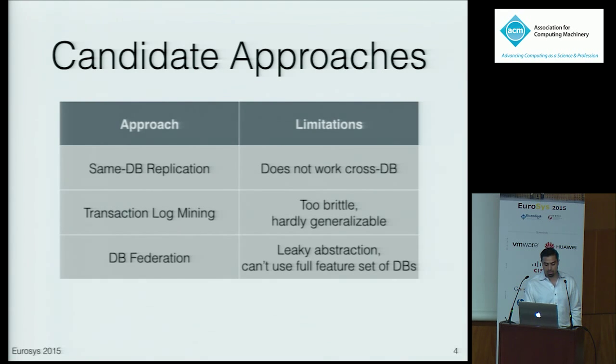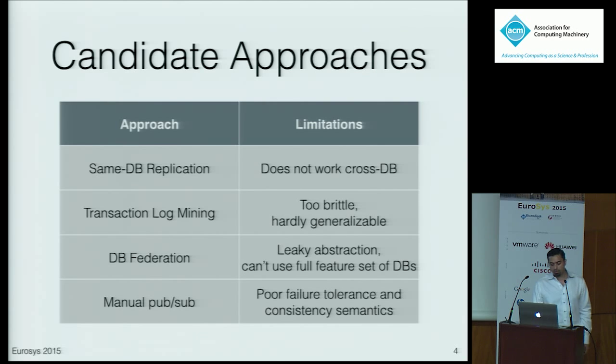Then there are systems that do database federations. These systems aim at making a bunch of databases appear as a single database through a single API. Depending on the query that needs to be executed, the system should pick the right database to perform the query. It's actually hard to leverage the full feature set of each database through a single abstraction. So it's pretty limited. And then there are manual solutions that leverage existing publisher-subscriber infrastructures. Sadly, this is hard for developers to get right. Specifically, fault tolerance is often missed and consistency semantics are poor.